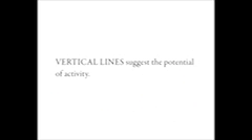Vertical lines suggest the potential of activity. And diagonal lines strongly suggest motion. So diagonal lines strongly suggest motion, vertical lines suggest the potential of motion, and horizontal lines imply rest.